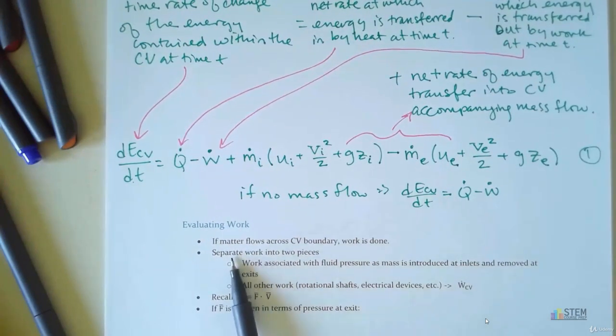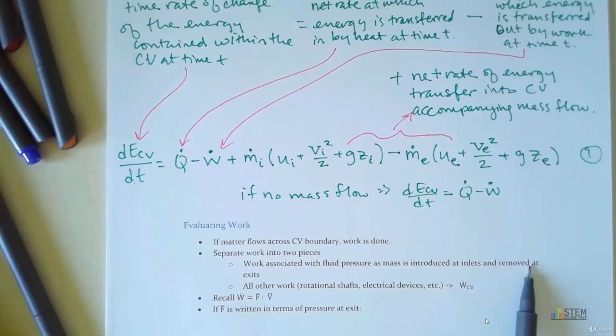Okay. Now what we're going to do is separate work into two pieces. Work is going to be associated with fluid pressure as mass is introduced at inlets and removed at exits. That's going to be one of the pieces. The other piece is all other work. This includes work from rotational shafts, electrical devices, anything that's external is going to get lumped into this second piece, and we've got a variable for that. That is W dot CV.